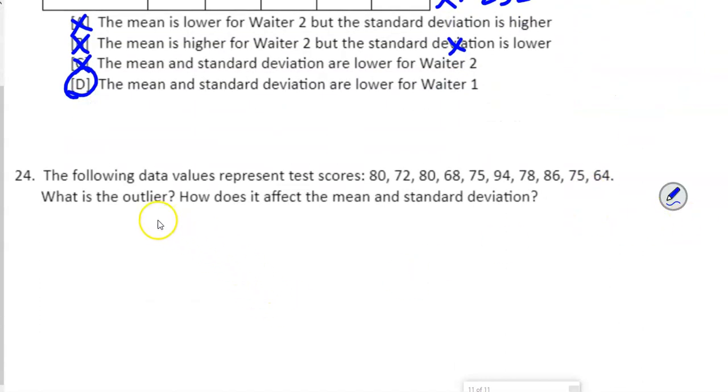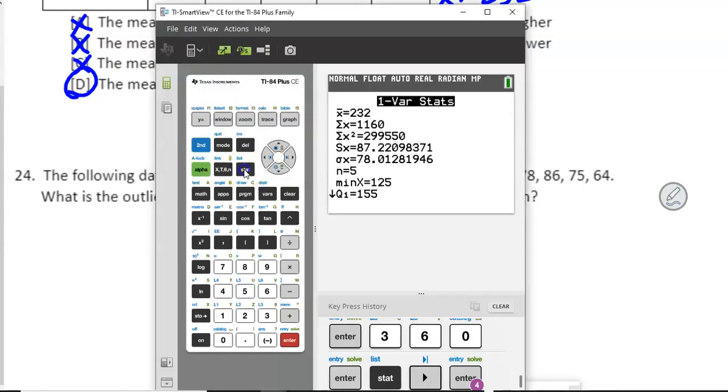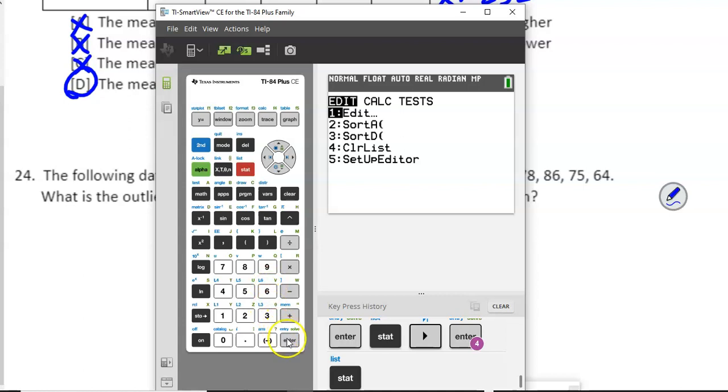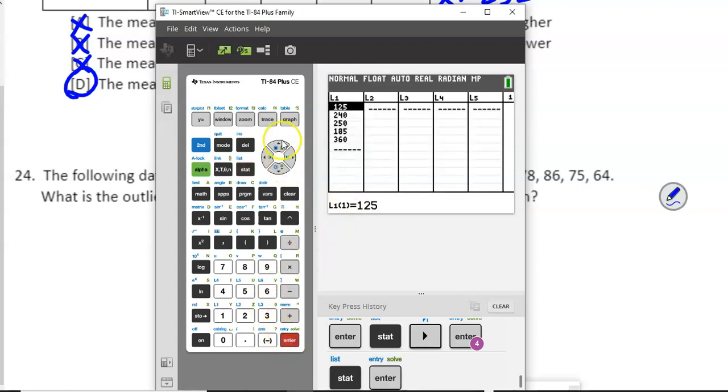So last one here, the following data values represent test scores. So we're going to put these in our calculator, and we're going to find out what the mean and standard deviation is, Q1, Q2, Q3. So here again, we're going to go to stat. We're going to enter this data into our calculator. So I'm going to go back up here and clear this out again. So I'm going to click clear, enter. Then I'm going to put these values in.